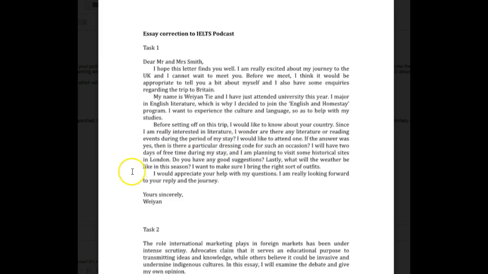I will have 2 days of free time during my stay, and I'm planning to visit some historical sites in London. Do you have any good suggestions? Lastly, what will the weather be like in this season? I want to make sure I bring the right sort of outfits. I would appreciate your help with my questions. I'm really looking forward to your reply and the journey. Yours sincerely. Okay, fine.